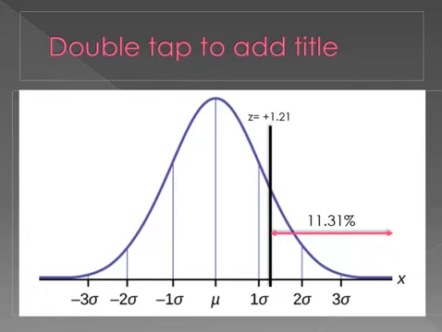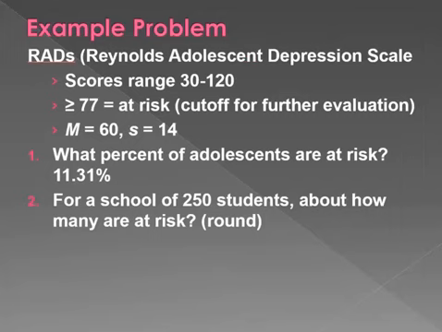And remember, the problem is asking us what percentage of adolescents should be at risk. So we can convert that to a percent by moving the decimal point 2 places to the right, and we get a percentage of 11.31. So given these data in the population, given that the mean score is 60 with a standard deviation of 14, and 77 is the cutoff score for being at risk for depression, we would expect any kid between the ages of 13 to 18, 11.31% of them should score 77 or higher, and as a consequence, should be at risk for developing depression. Okay.